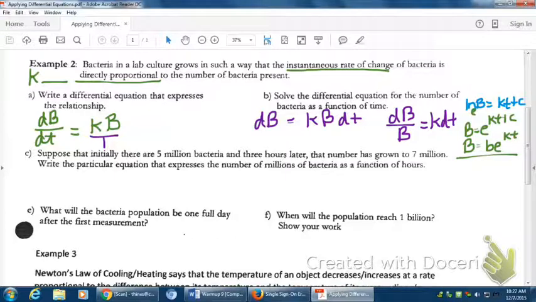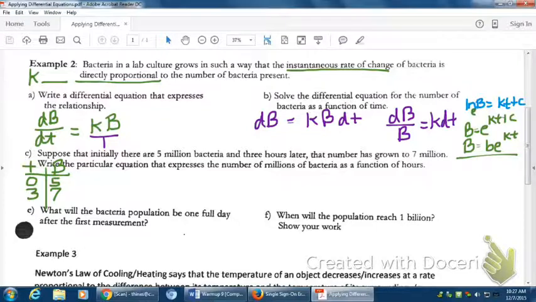Alright, C. Suppose that initially there are 5 million bacteria. That's telling you when the time is 0 that there's 5 million. And we're just going to keep in mind that bacteria is in millions. 3 hours later, the number has grown to 7 million. Write the particular equation that expresses the number of bacteria as a function of hours.